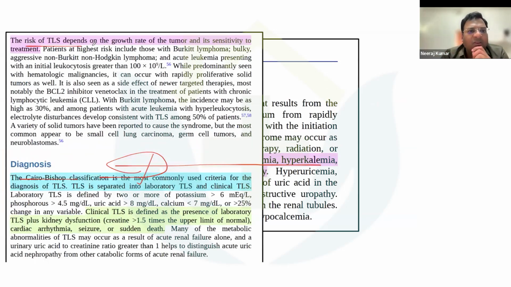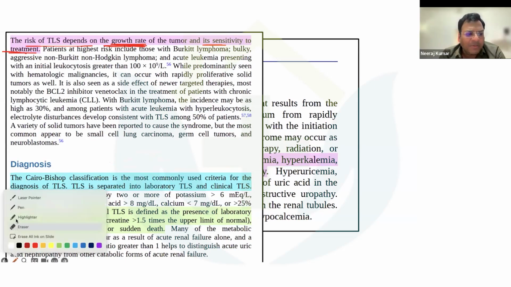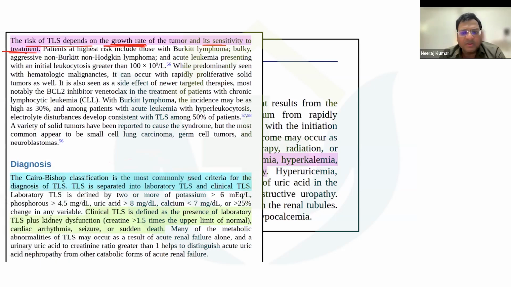The second is that the risk for TLS depends on the growth rate of the tumor first, and then sensitivity to the treatment. So these are the two risk factors or risk indices for tumor lysis syndrome. And the second important thing is the Cairo-Bishop classification. Just wait. The Cairo-Bishop classification is most commonly used as the criteria for diagnosis of TLS. Many times they used to ask about laboratory tumor lysis syndrome and clinical tumor lysis syndrome.